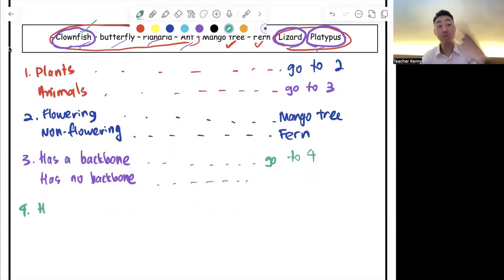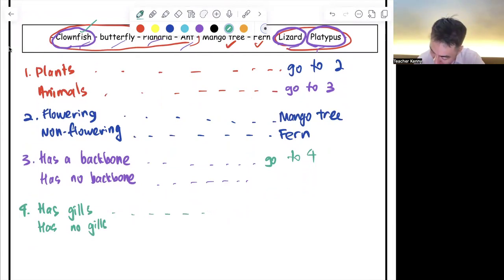So fins is correct. I'm going to put gills, because some students never thought of putting gills. So I just put it here to train you all a bit. Has gills, has no gills. You can put fins, no problem. So with gills, I can isolate clownfish out already. So it has no gills.